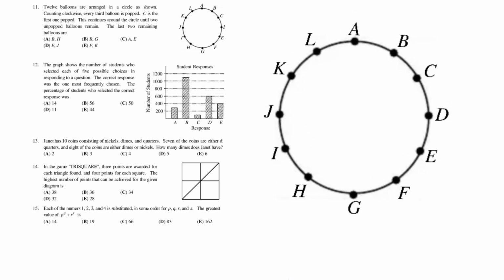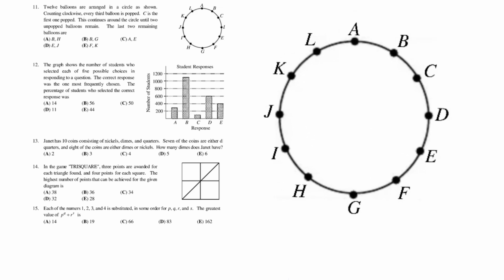Number 11. 12 balloons are arranged in a circle as shown. Counting clockwise, every third balloon is popped. C is the first one popped. This continues around the circle until 2 unpopped balloons remain. The last 2 remaining balloons are? Let's first copy this circle. I want to make it bigger, so it's easier to figure out.